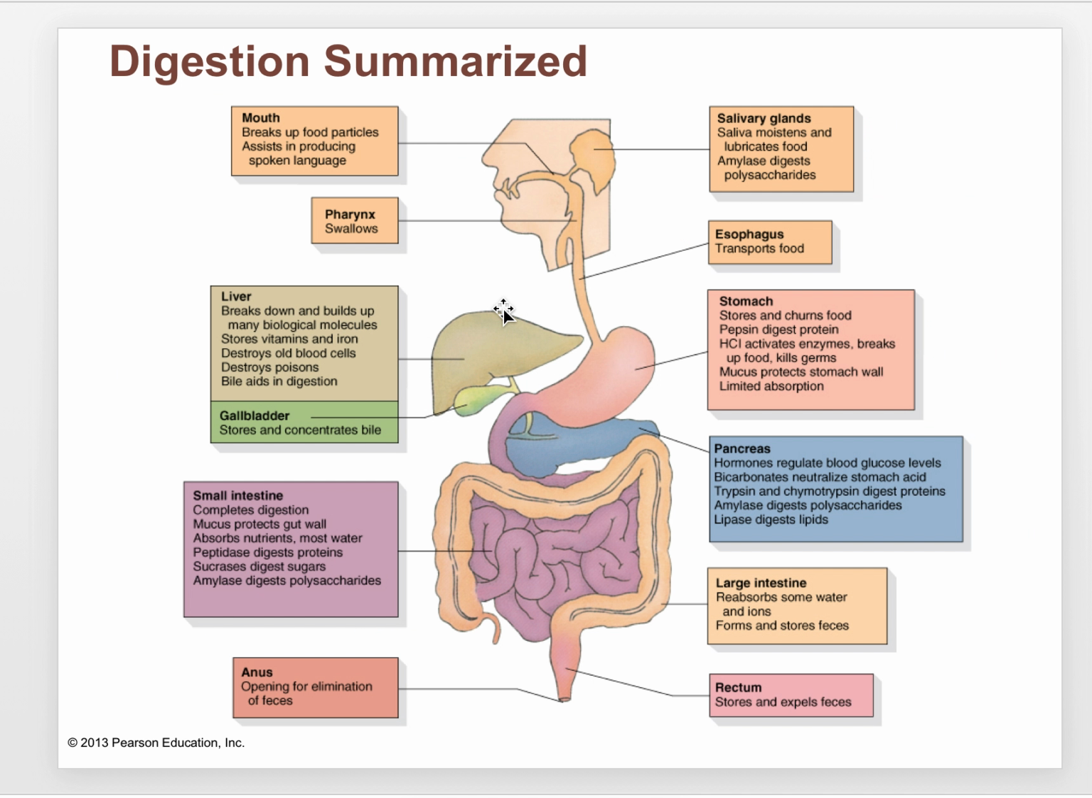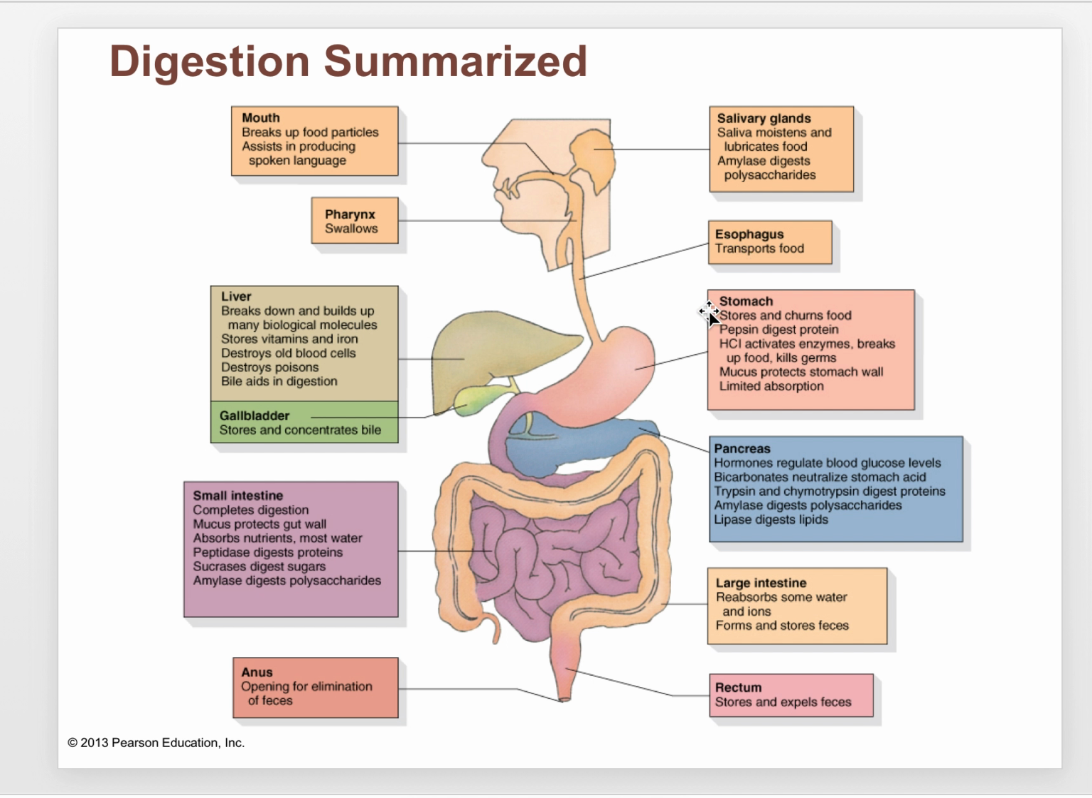Here's a summarization of the digestive tract, the different sections and the functions they have. It might be good to look over this. The mouth breaks up food particles, assists in producing language. The pharynx swallows. Salivary glands moisten and lubricate food. Amylase digests polysaccharides or complex sugars. Esophagus transports food to the stomach.